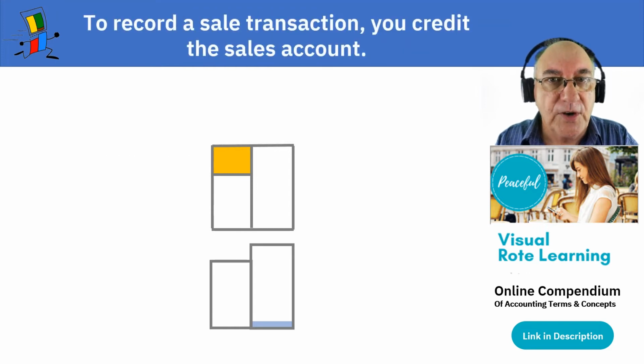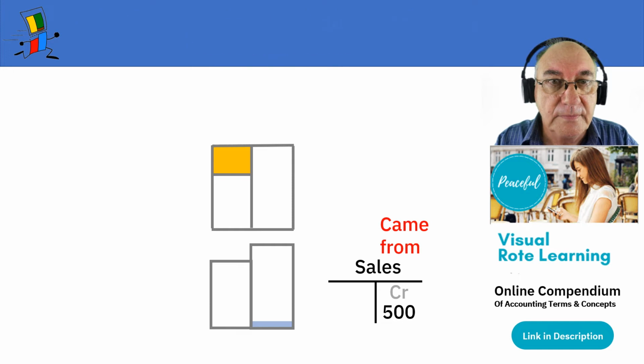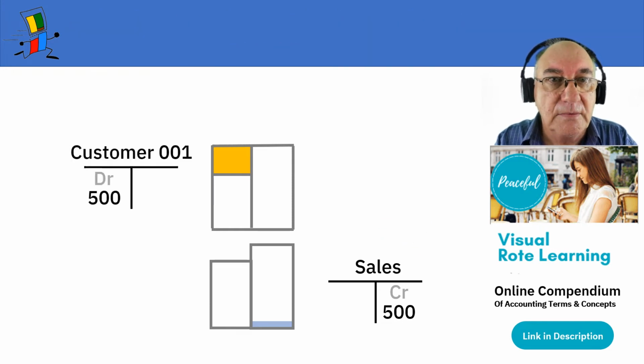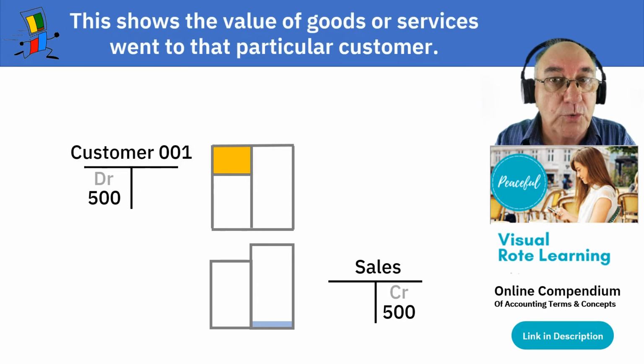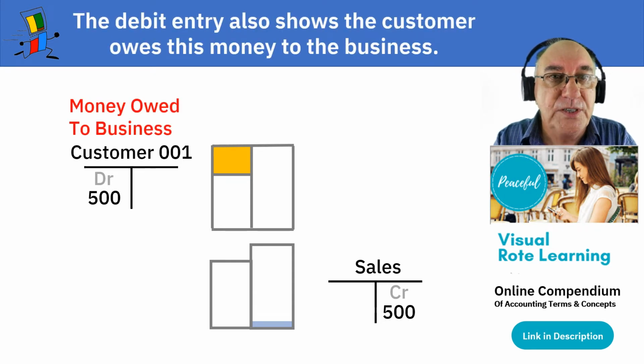To record a sale transaction, you credit the sales account. This shows a value of goods or services came from sales. Next, you debit the individual customer's account. This shows the value of goods or services went to that particular customer. The debit entry also shows that the customer owes this money to the business.